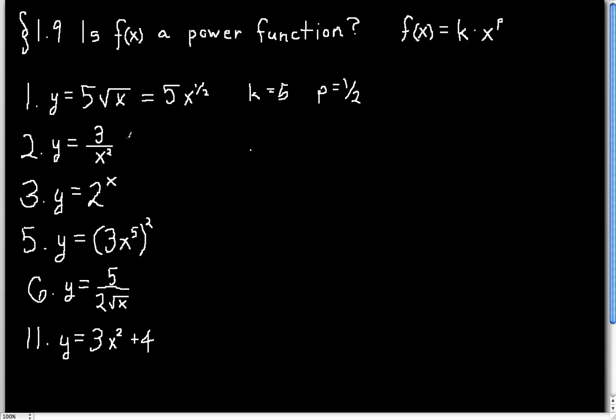So what do I mean by that in this case? What I mean is that this is the same as 3 times x to the minus 2. Okay, notice the x moved from denominator to numerator, and so its power 2 took on a minus. And so now this does look like a power function with k equals 3 and p equals minus 2.